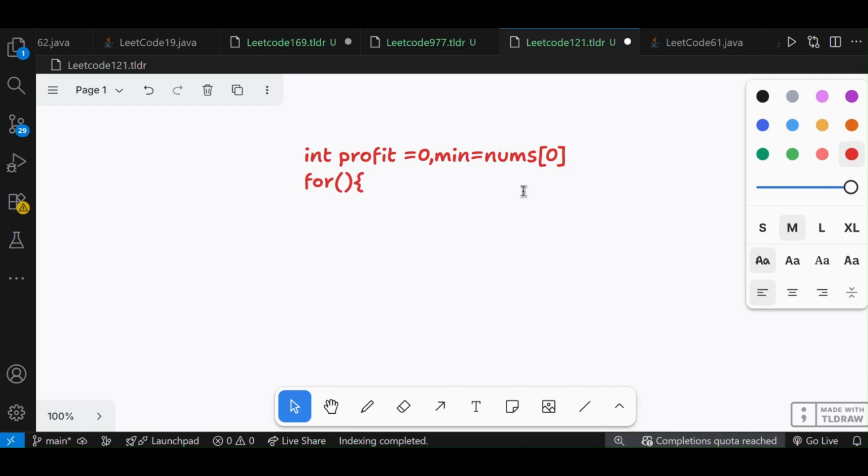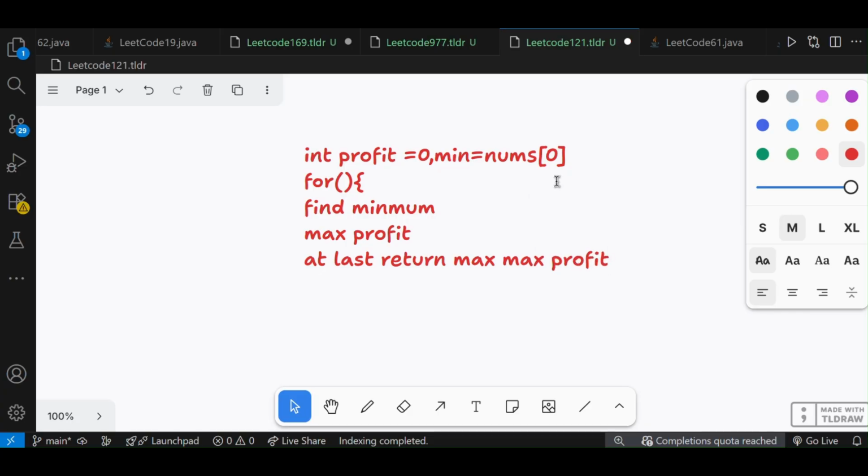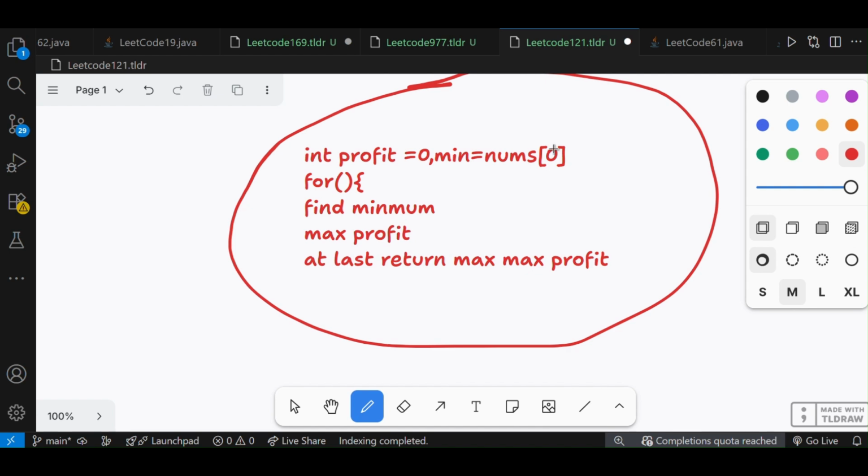What I will do is find my minimum, and find my max profit, and at last, return. Okay, so these are the entire steps that I shall follow.